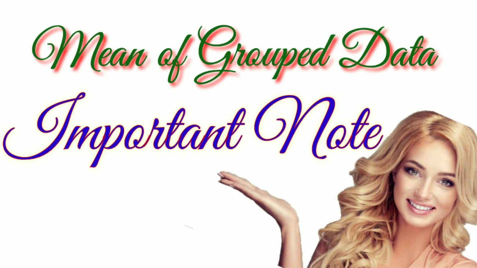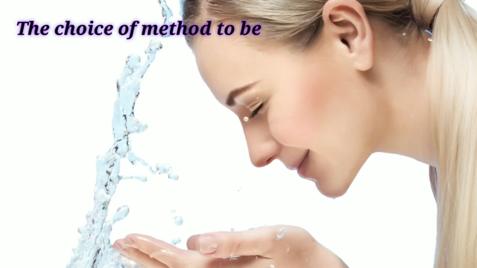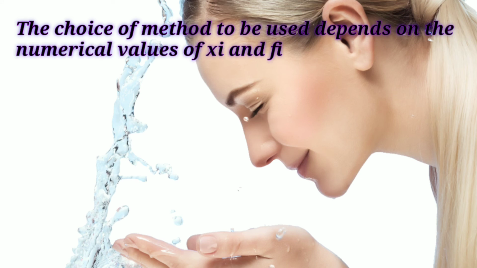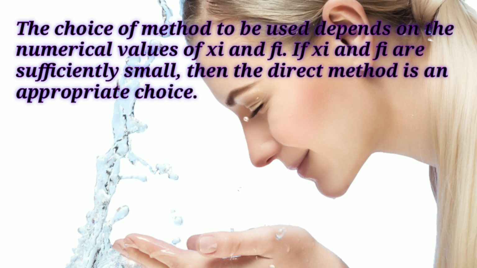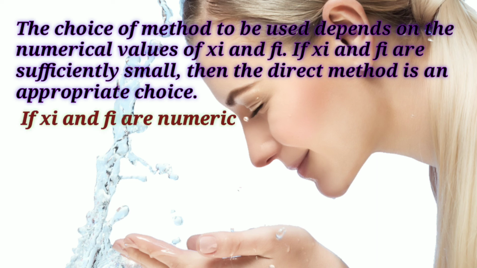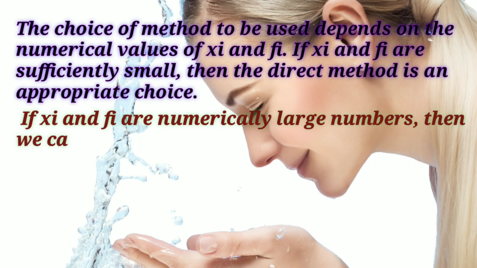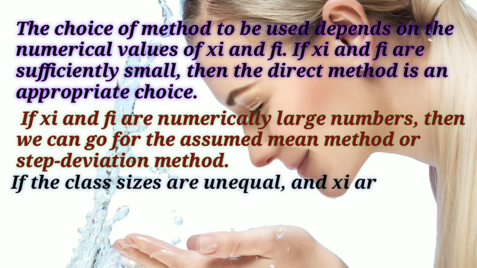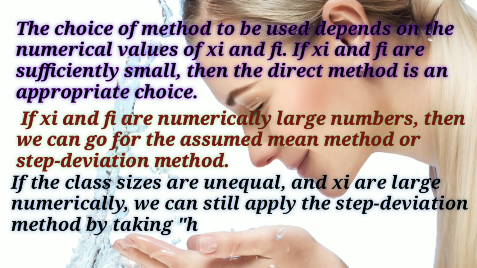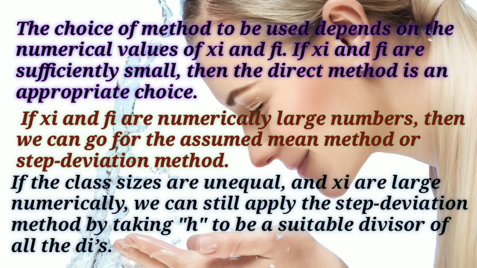Here I am going to discuss a very important thing about the mean of grouped data. How to choose the method depends on the numerical values of xi and fi. If xi and fi are sufficiently small, then the direct method is an appropriate choice, and if xi and fi are numerically large numbers, then we can go for the assumed mean method or the step deviation method. If the class sizes are unequal and xi are numerically large, we can still apply the step deviation method by taking h to be a suitable divisor of the di's.